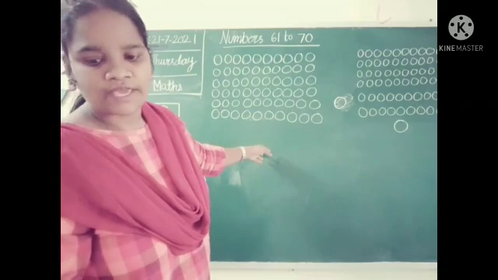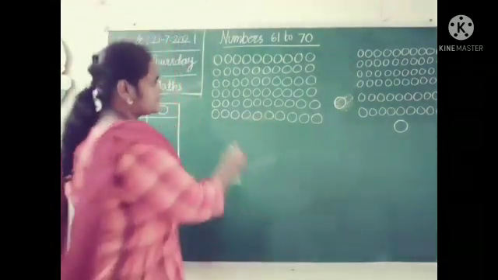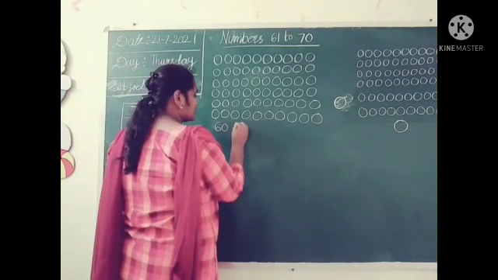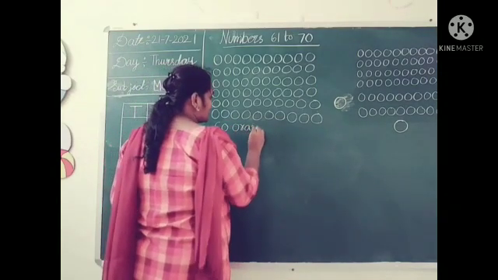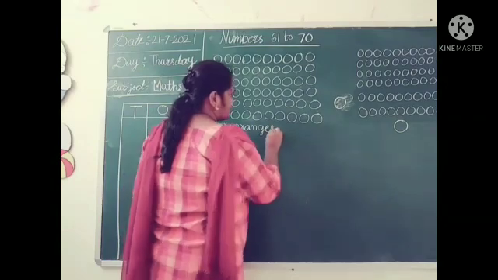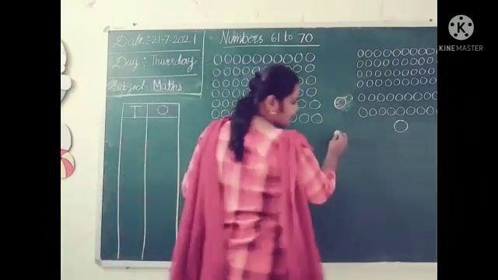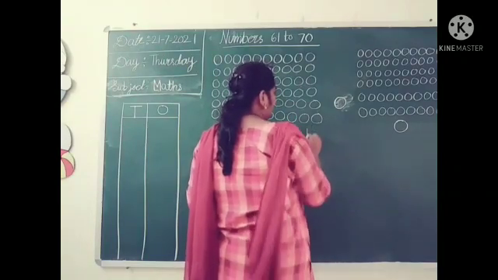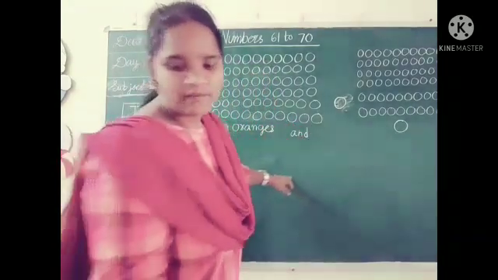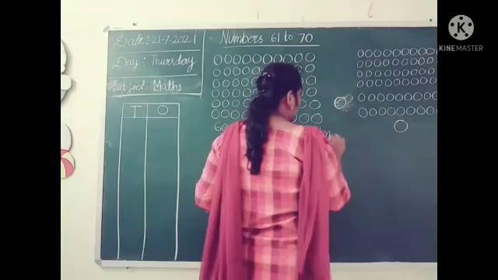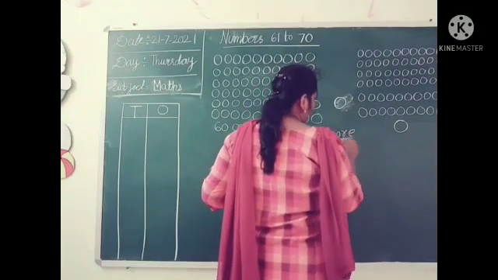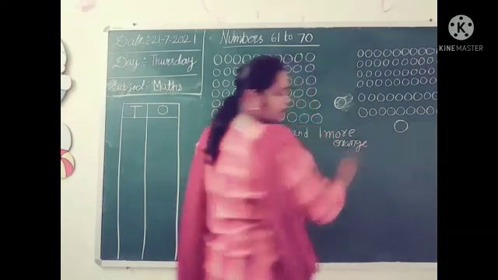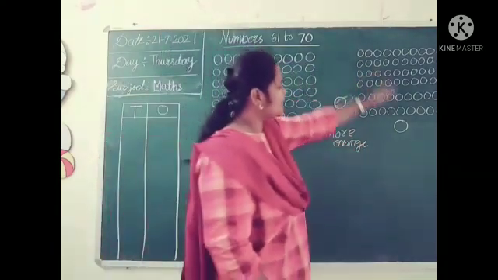61. Okay. See here 60 oranges. Oranges are balls. See, these are the 60 oranges. Now I add one orange. Now I add one more orange. Now how many oranges are there?